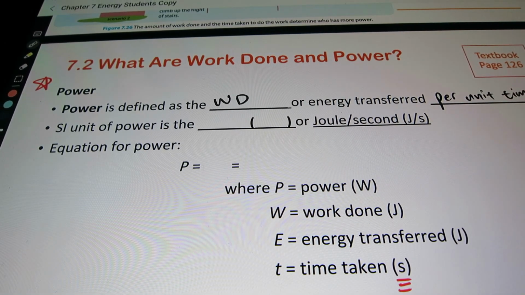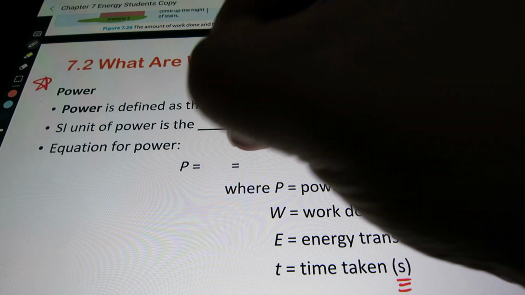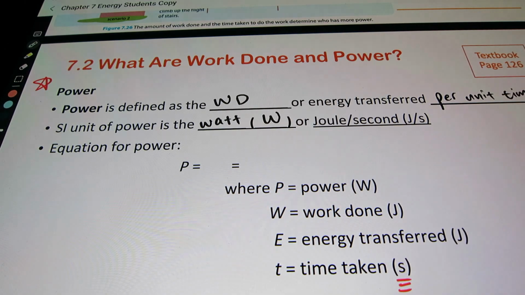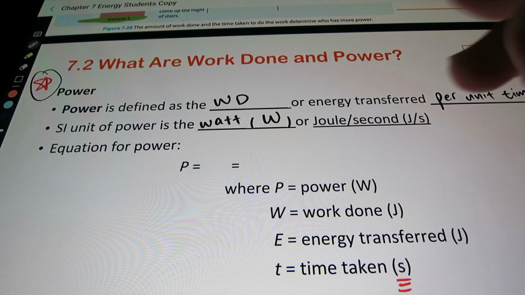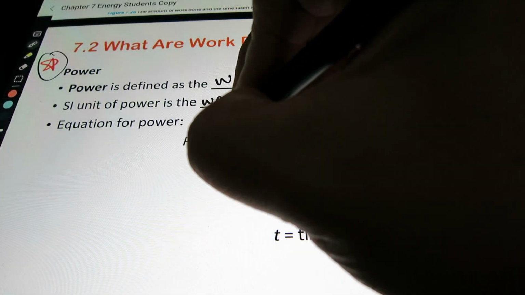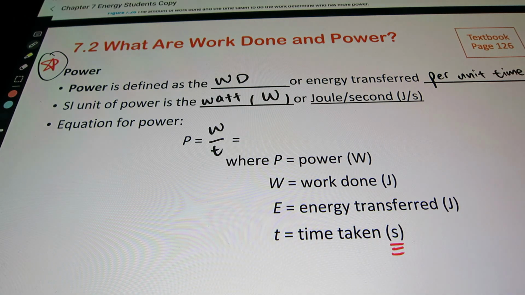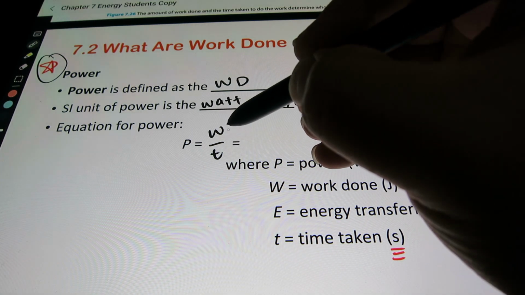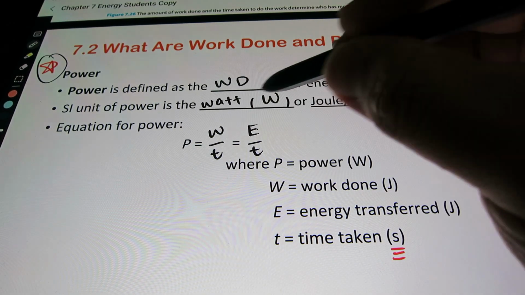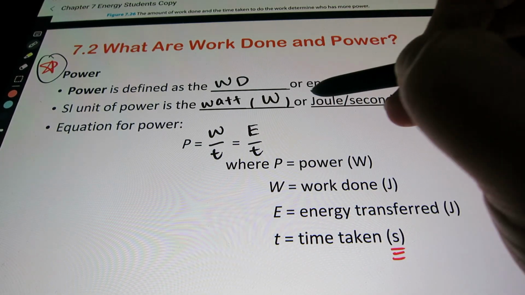So the SI unit of the power is now something new you have to remember. It is the watt, written with a big W. Alright, 1 watt is also known as 1 joule per second. So the equation for power, and I'm going to put a star here because I think this is important. For this whole slide, it's important. Power is just work done over time. Alright, the work done over the time it took for the work to take place, or energy over time. Because remember, work done is just the energy transferred.